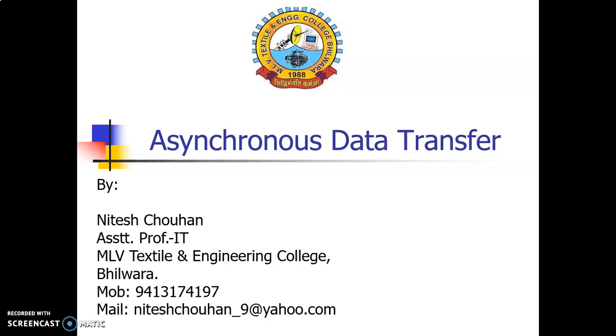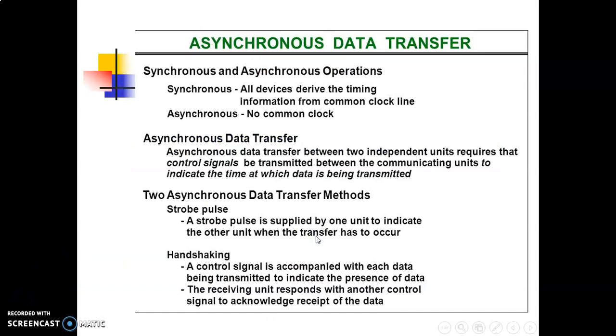Asynchronous data transfer between two independent units requires that control signals be transmitted between the communicating units to indicate the time at which data is being transmitted. One way of achieving this in asynchronous data transfer is by means of a strobe pulse supplied by one of the units to indicate to the other unit when the transfer has to occur.